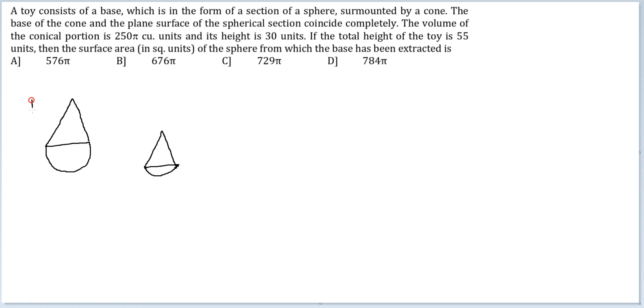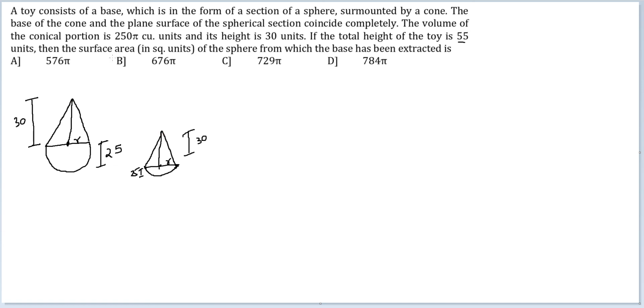Now we are given the height of the conical structure. Height of the conical structure is 30, which means height of the spherical structure will be 25 because the total height of the toy is 55 units. Now, regardless of which shape you go, this will be 25, this will be 30. The volume in both the cases would be 255. So this is the base radius, height we know to be 30.